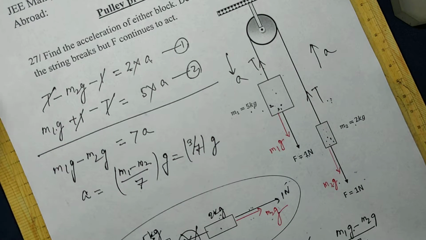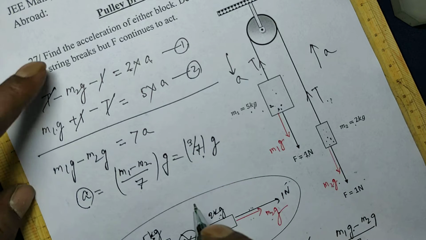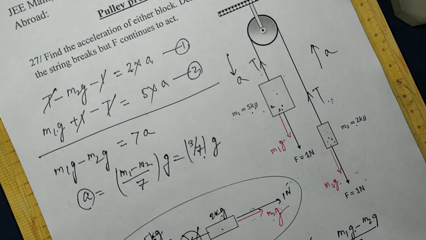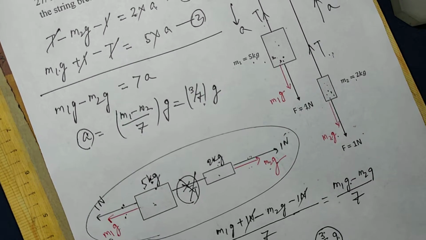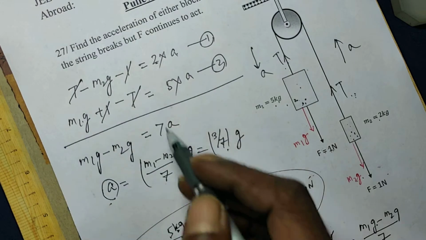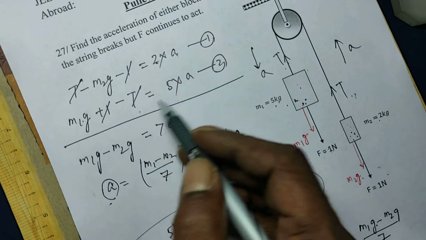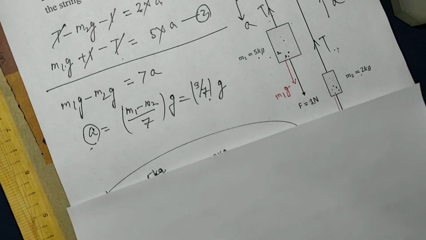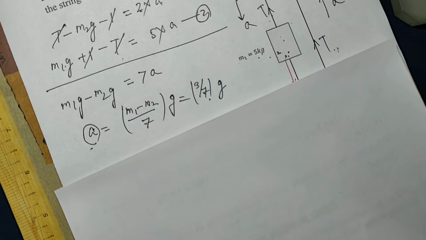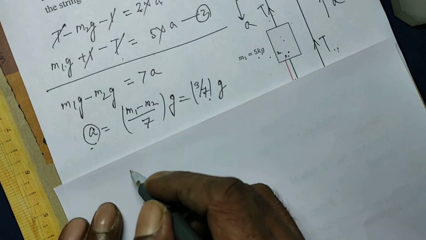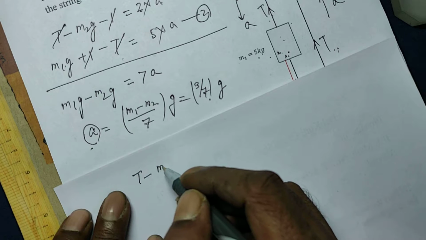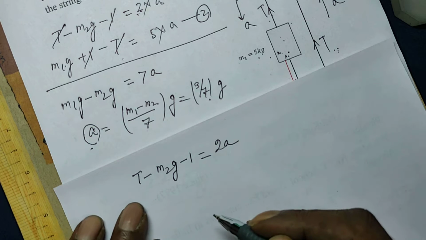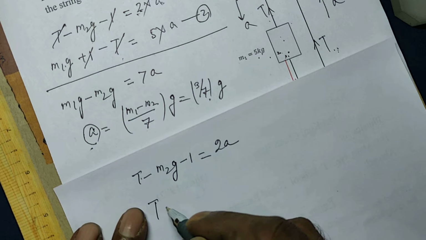And to find the tension, you have to put this value of a either in equation 1 or in equation 2. Let me calculate, then I will come back to the second part of the question. You can just put it either here or here to find the tension. Let me do it here. Put it here: T minus m2 times g minus 1 is 2 times a. I am interested to find T.